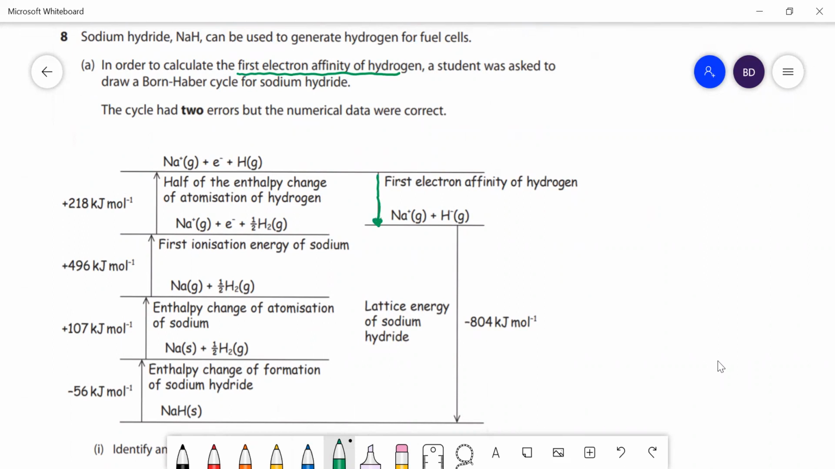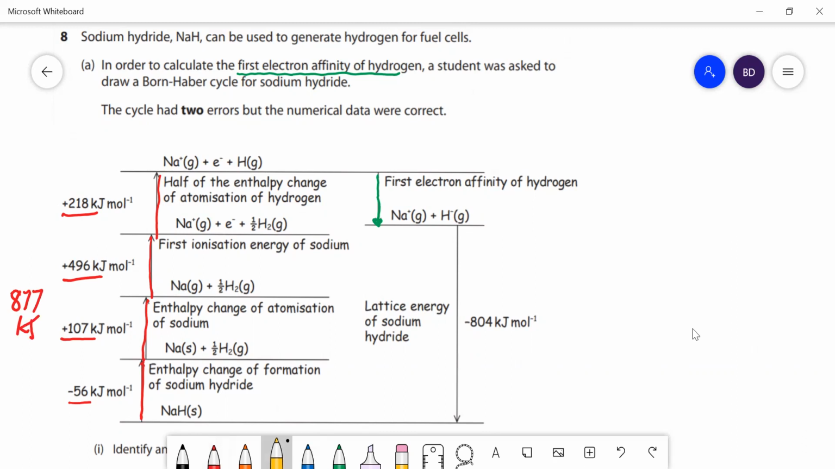So what we need to do is find out how big that green gap is by adding up all of these, and we won't worry about the signs. So we've got to add up all these ones in red on the left here. Don't worry about the signs. That's why you draw it as a diagram, really. Just add those numbers together. So we've got to add 218, 496, 107, and 56 together, not worrying about the signs, take them all as positive. That gives us 877 kilojoules on that side.